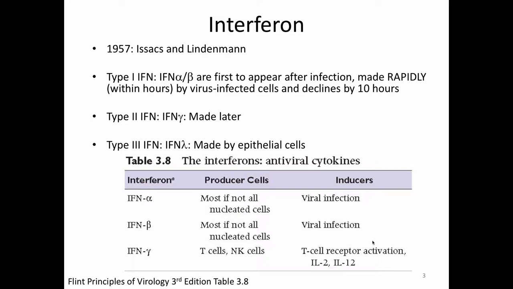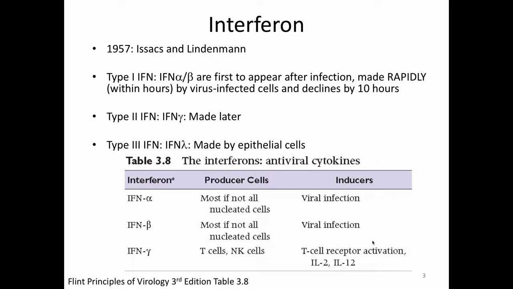There is also a type of interferon called the type 3 interferon, interferon lambda. It's mostly made by epithelial cells. It's been described much more recently. It probably is also pretty important in innate immunity, but it's not going to be a big focus right now. But you may see it in papers and things like that.